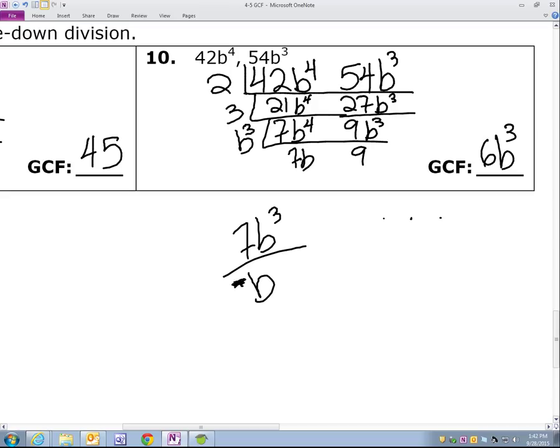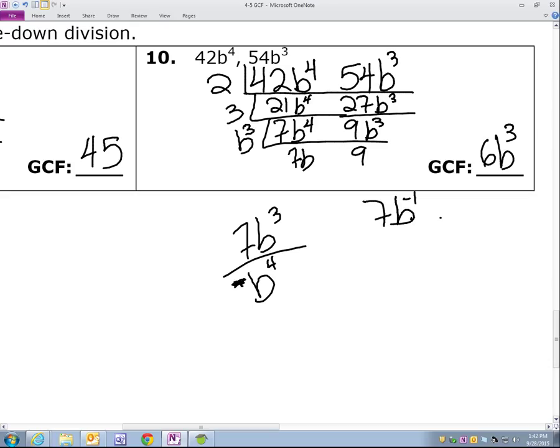Well, that'd be a negative, because that would give you a negative exponent. And then that would be really hard. So 6b cubed. Wait, would that just be b? Oh, wait, it's negative 1. Yes, ma'am.